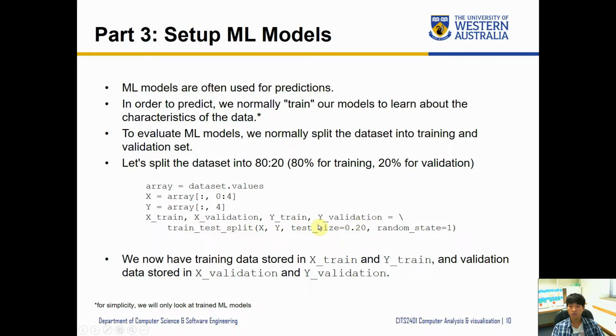And then here you can specify what is the test size. So this 0.2 represents the 20% used for validation. And this random state is just a random seed that can be used by the machine learning models. Okay, so we now have the training data stored in X train and Y train, and validation data stored in X validation and Y validation. So we separate the data sets and labels separately for both train and validation.